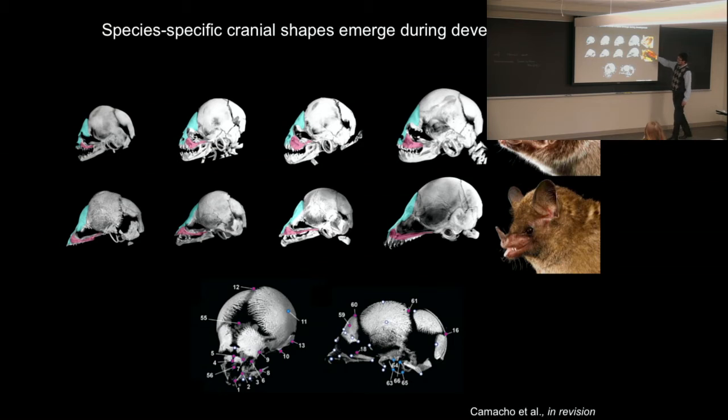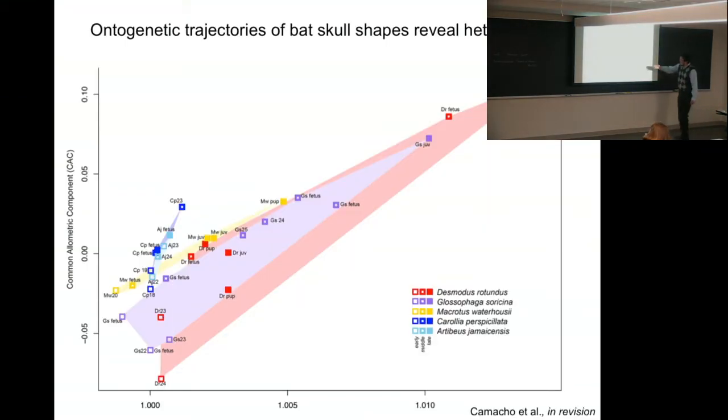Because we can also collect embryos, we can look at their skulls as soon as they form, and you can put the same landmarks on the developing skulls. We can look at the trajectories. This is the more basal species, fairly short. And you can see that some species change the angle at which they develop. Other species develop for much longer.